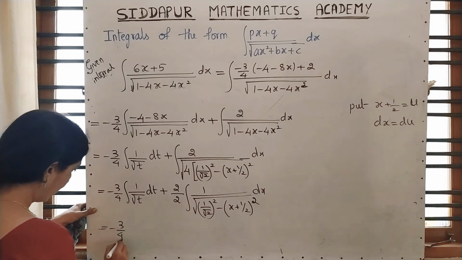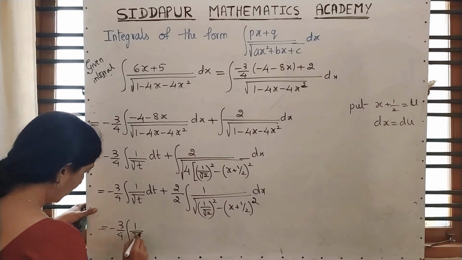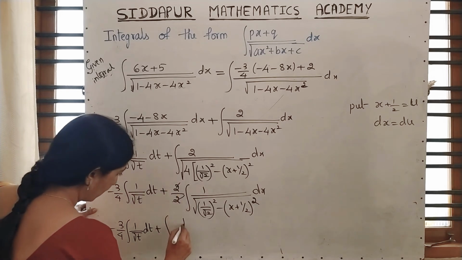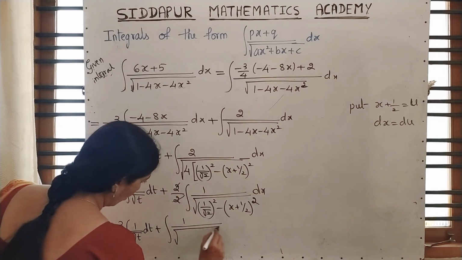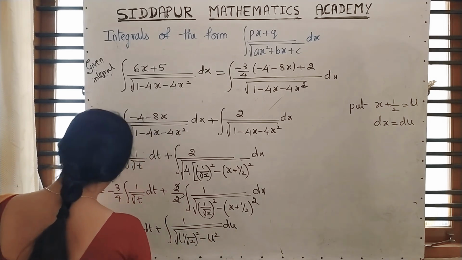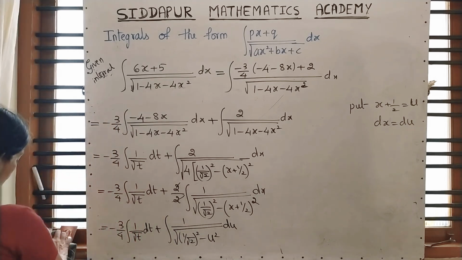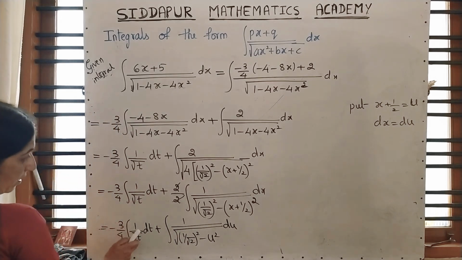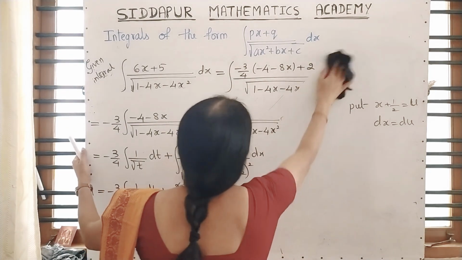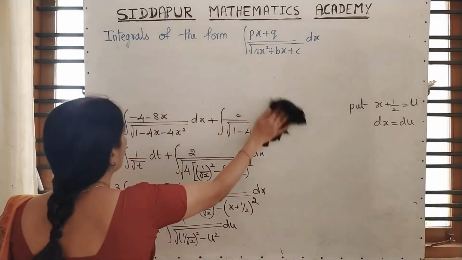Minus 3 by 4, 1 by root t into dt, plus this 2 gets cancelled, 1 upon root of (1 by root 2) whole square minus u square into du. Now apply the integration formula. This is in the form of 1 by root x. What is the integration of 1 by root x? Is it root 2 root x or what?